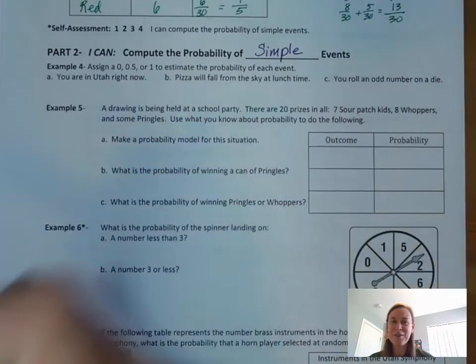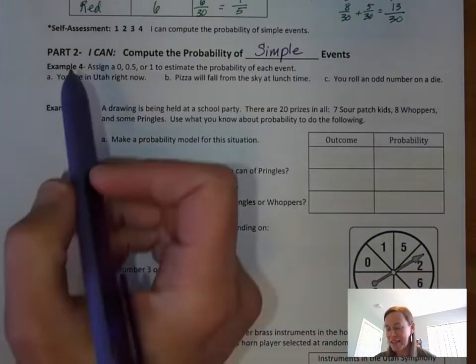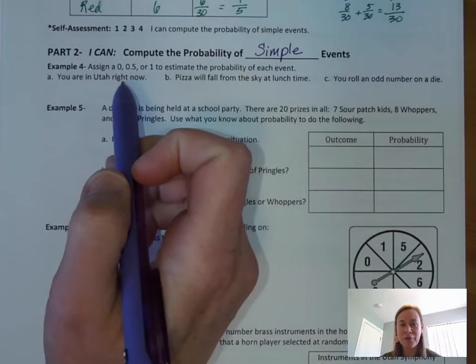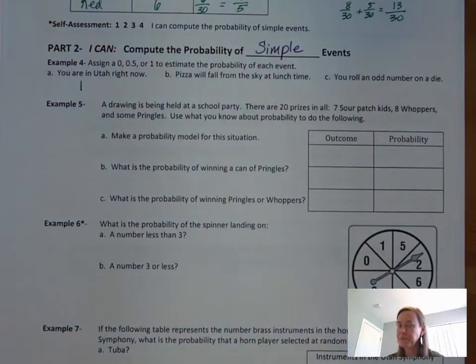So example A here, it says, you are in Utah right now. Now, strangely enough, we're in virtual school. It's possible that some of you guys are not in Utah right now, but pretend we're all sitting in a classroom somewhere in the Jordan District. In that case, the probability of us being in Utah right now would be a 1. It would be a certainty. So I'm going to go ahead and put a 1 there.